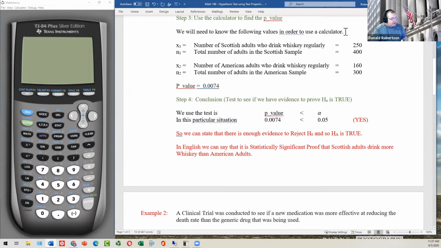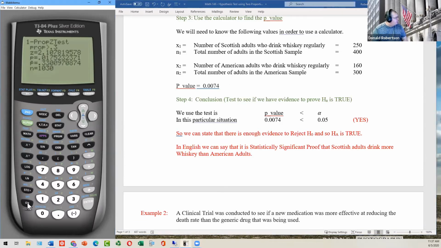Now, trust me, on a 2 sample proportion, this calculator is going to save you chunks of time. But we need to know some things. X1 is the number of Scottish whiskey drinkers, N1 is the sample. X2 is American whiskey drinkers, N2 is the sample. I need these 4 numbers. And we are going to find that p-value. You can see what it is right now, but let's show you where it comes from.